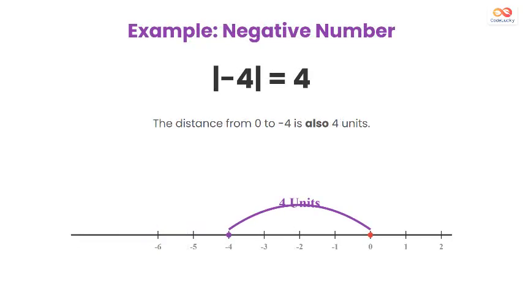Now let's look at negative 4. If we start at 0 and move to the left to negative 4, we have still traveled 4 units of distance. You do not say you walked negative 4 miles, you just walked 4 miles. So, the absolute value of negative 4 is also 4.